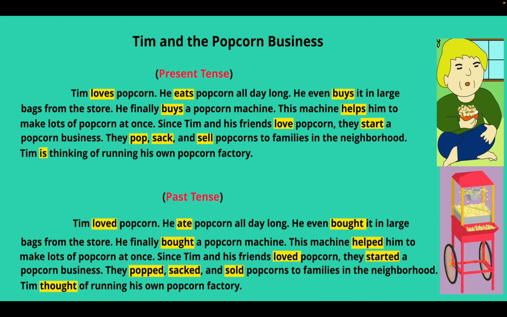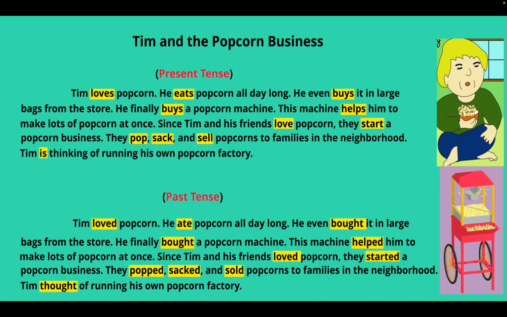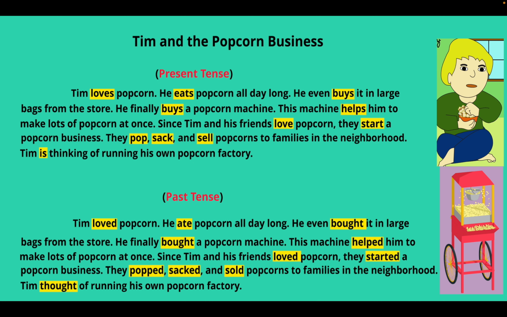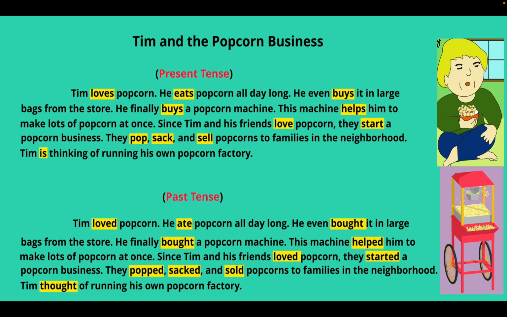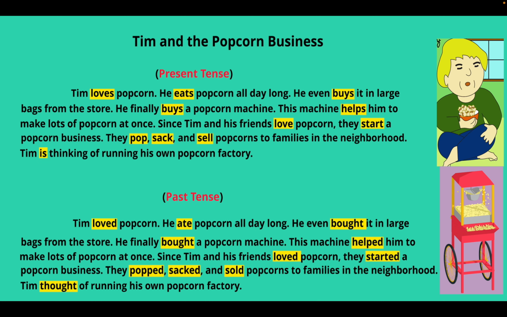These events are taking place in the present. They're happening in the present. So the verbs loves, eats, buys, helps, love, start, pop, sack, sell, and is are the present forms of the verbs. Now let's change those present forms into past tenses. Tim loved popcorn. That means this event happened in the past.